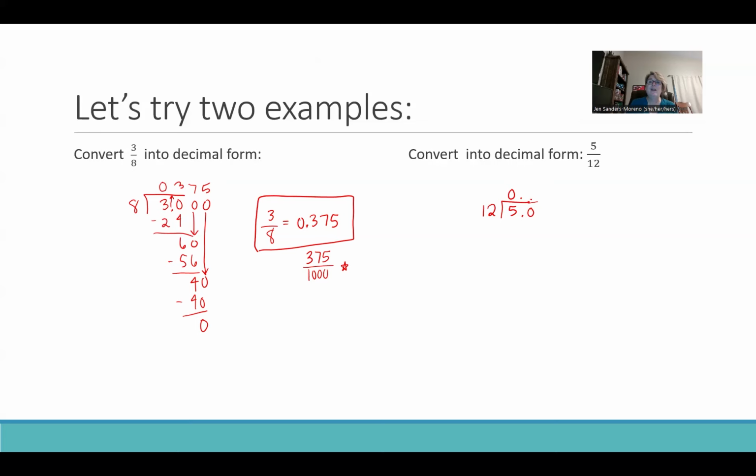So 12 goes into 50 4 times, for 48. Okay. And add a 0. 12 goes into 20 once, for 12. 12 goes into 80. I think that 6 times 12 is 72.